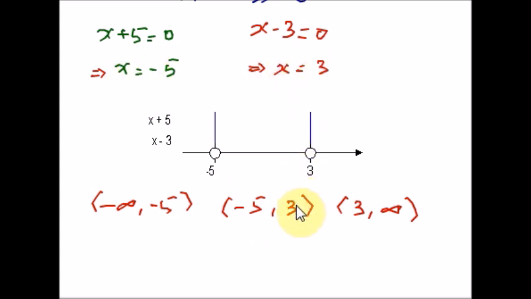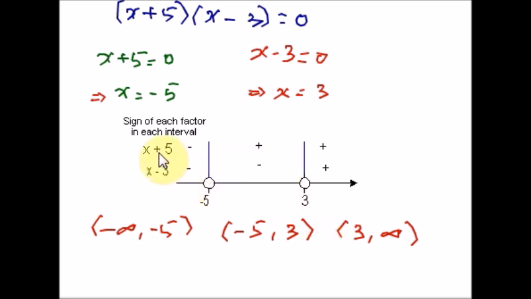Let me choose one number in the third interval, 3 to infinity, like 4. If I plug in 4 here, I'll get a positive number, and 4 here, I'll get a positive number. So it would make both the factors positive. Am I right? Okay, let me write the signs here. I have mentioned the signs for x plus 5 and x minus 3 in each interval section.